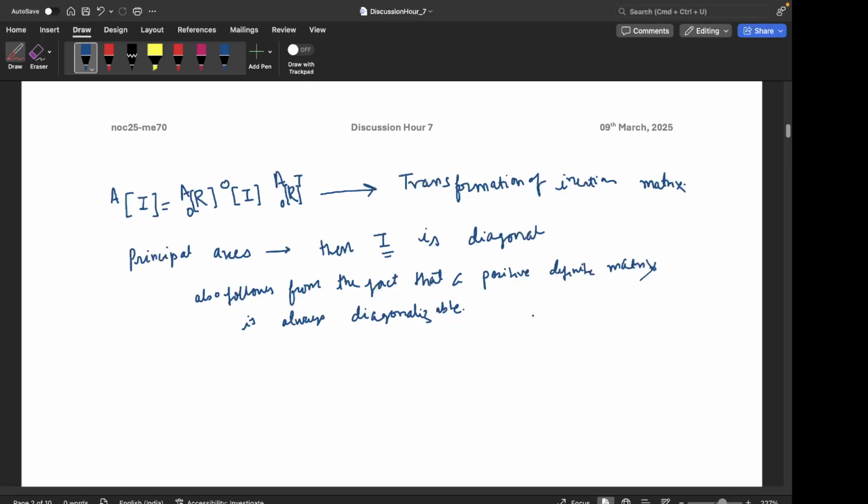Okay, so which means that when the matrix is diagonalized, the only non-zero terms lie on the diagonal, right? The rest of the terms are all zeros.